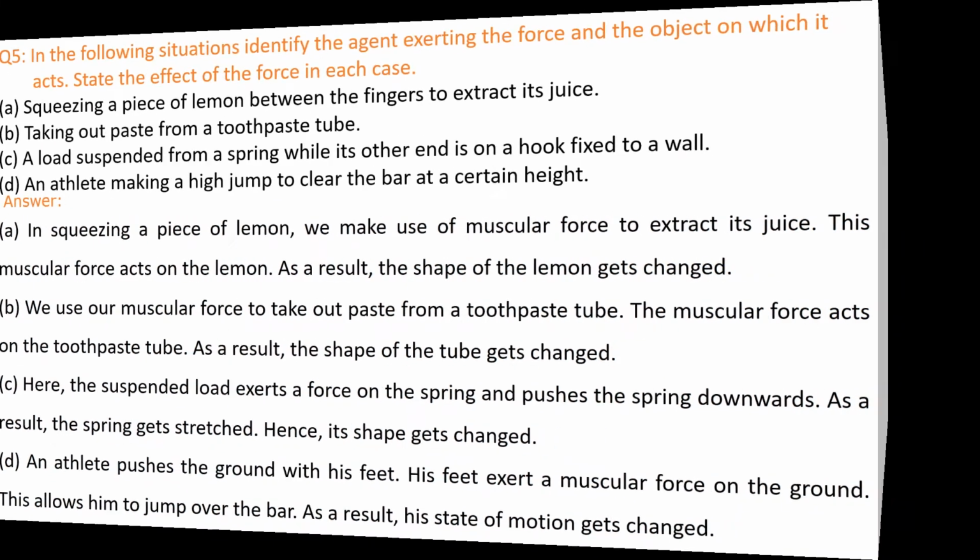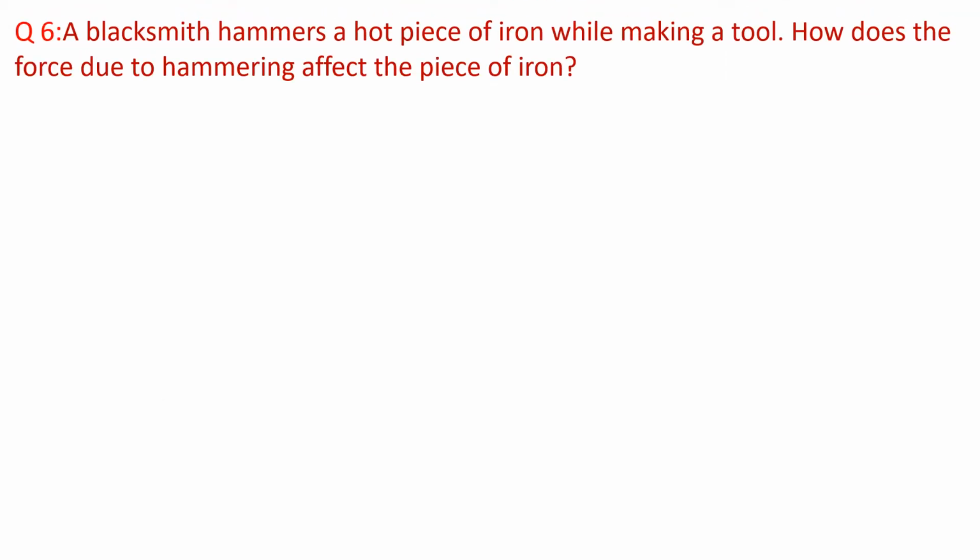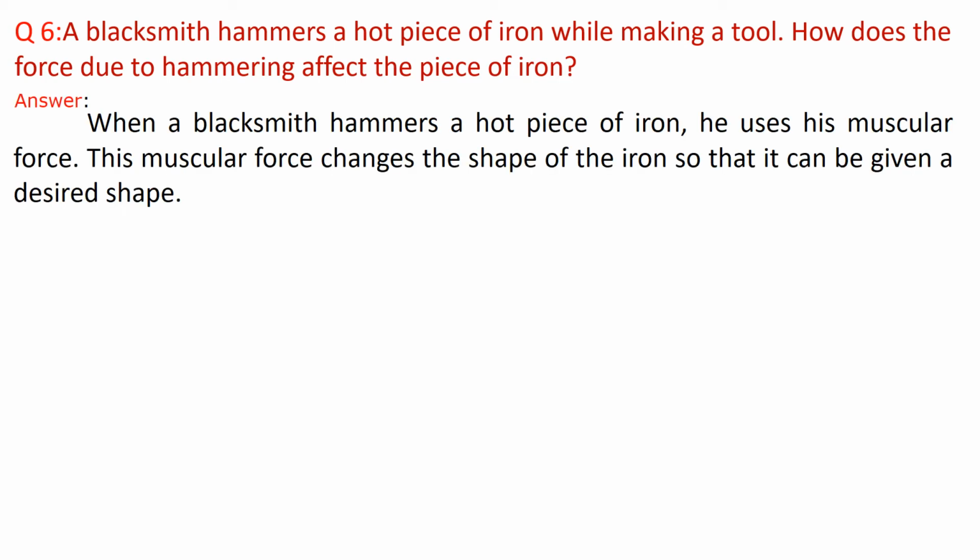So moving on to question number 6. Question number 6 is: a blacksmith hammers a hot piece of iron while making a tool. How does the force due to the hammering affect the piece of iron? And the answer is, when a blacksmith hammers a hot piece of iron, he uses his muscular force. And this muscular force changes the shape of the iron so that it can be given a desired shape.